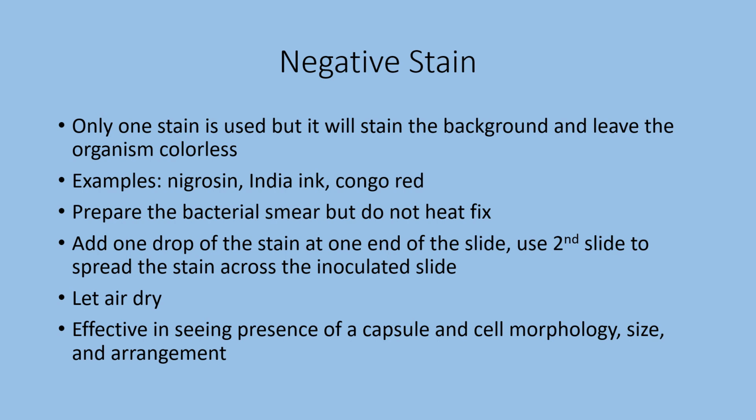In a negative stain, instead, the cell, the bacteria, is going to remain colorless, so it's going to look white or clear, but the background will be stained. Once again, you only use one stain. Some examples of a negative stain are using nigrosin, India ink, or Congo red. Nigrosin is probably one of the more common ones. This is a black stain.